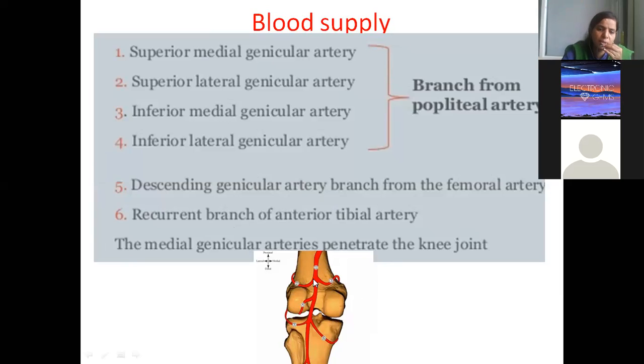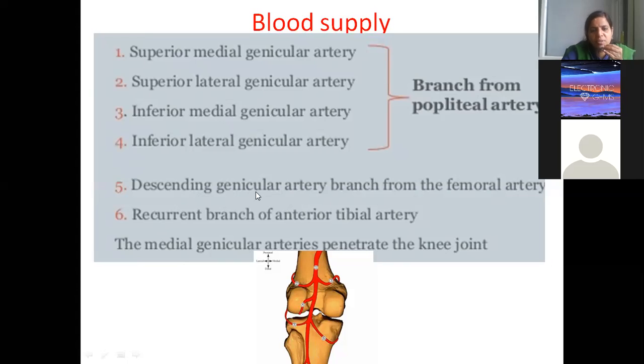Popliteal artery: tell me the names of the branches. Superior medial, superior lateral, inferior medial, inferior lateral genicular arteries, and middle genicular. What are the terminal branches? Terminal branches are the anterior and posterior tibial arteries. So you just try to remember these branches. Okay, so that means these are the arteries.